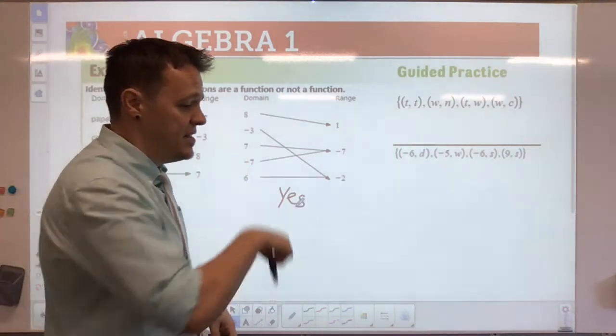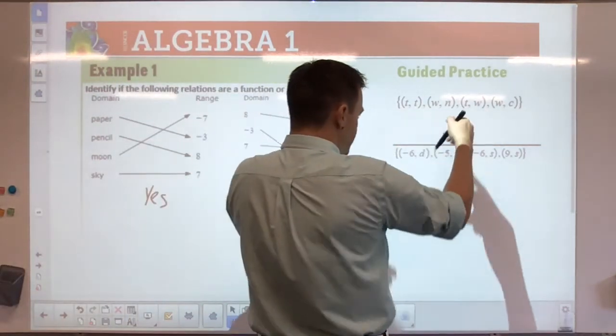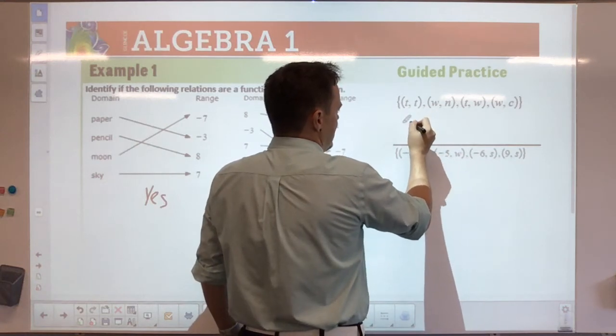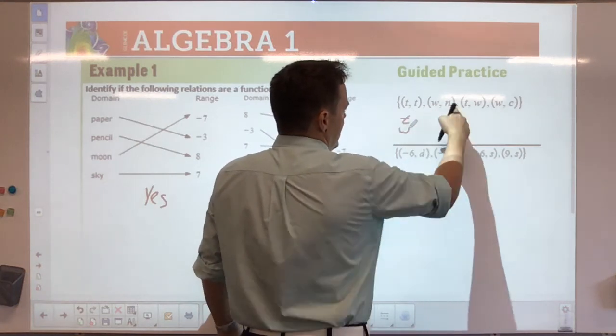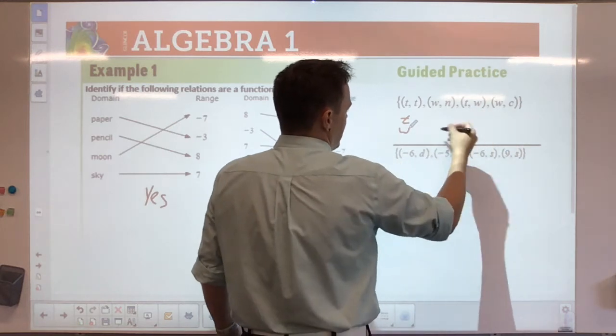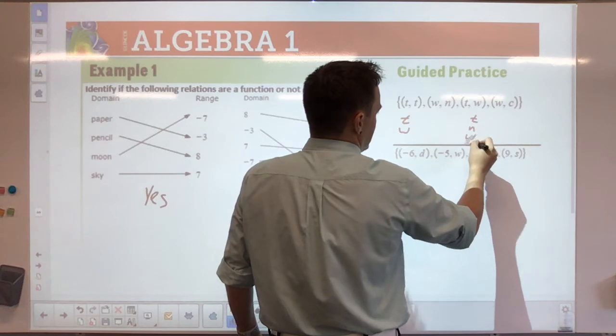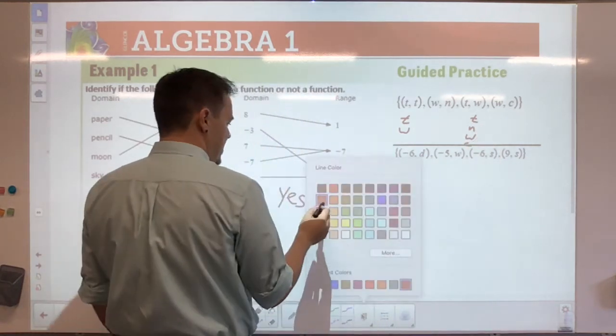And then on these, when you go through this process, if you need to do the domain and range, I would put the domains on this side. I'll go T, W, there's another T and another W, so I'm fine with that. On this side, it's a T, N, W, C, right? So that's kind of the setup on here.